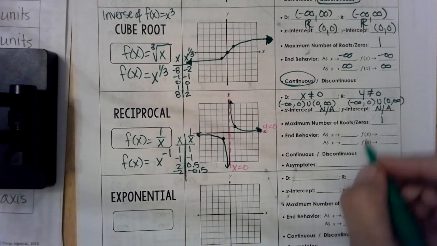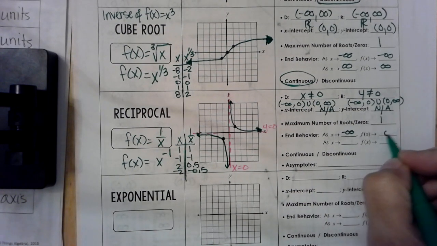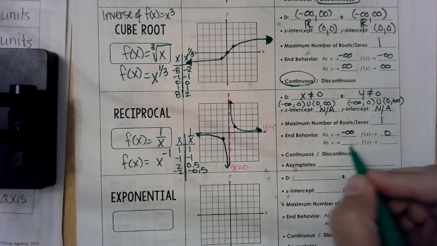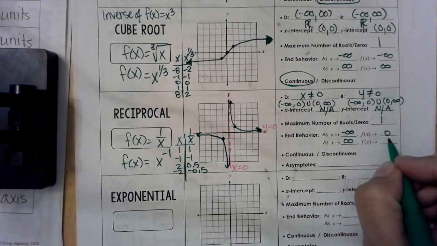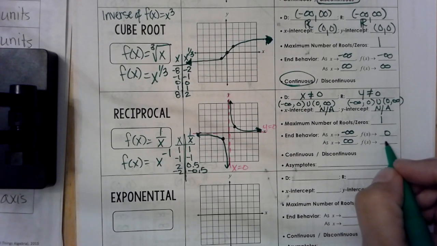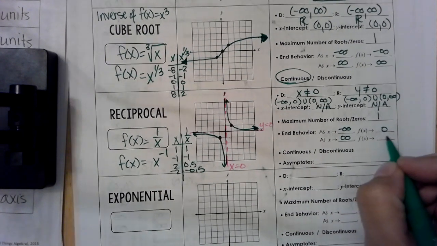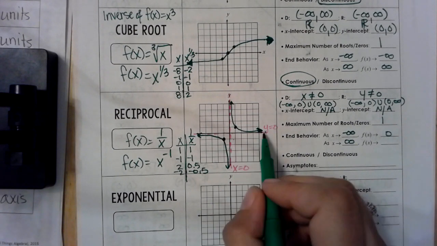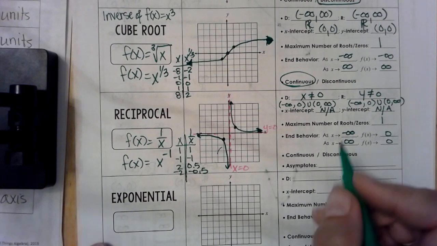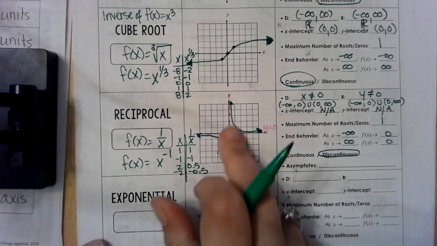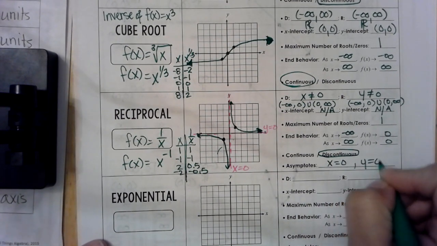Now, as our x approaches -infinity, my y is going to approach 0, but not actually get there. As x goes to infinity, y is also going to approach 0. Okay, and this is discontinuous because we do have that break at x equals 0 and y equals 0.